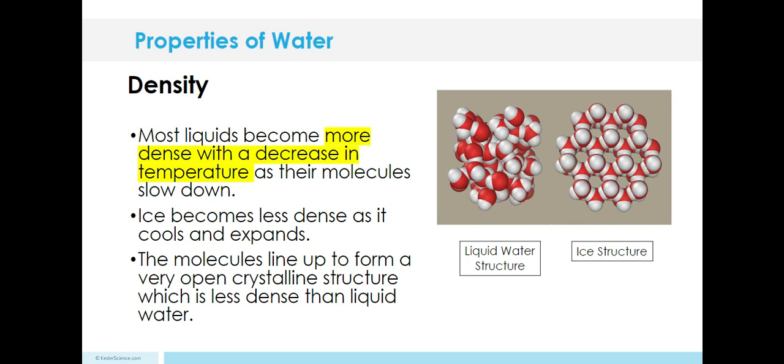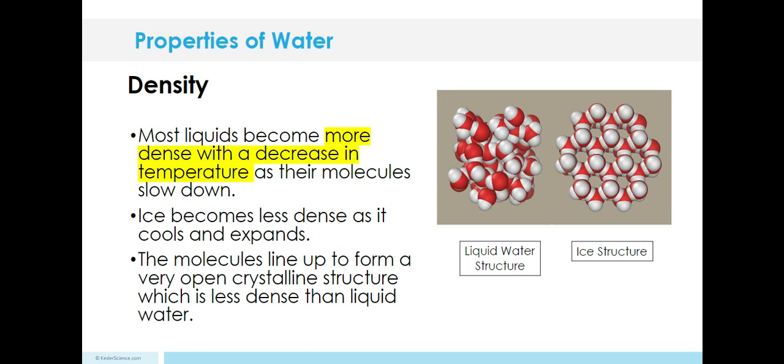Density for water specifically. Well, most liquids, when they freeze, they become more dense. So when we remove heat, we're creating a higher density in most liquids, which would cause them to sink if we put them in another liquid like water. However, water itself is an exception to that rule. As water freezes and becomes ice, it becomes less dense and it starts to expand, which is what allows ice to float.